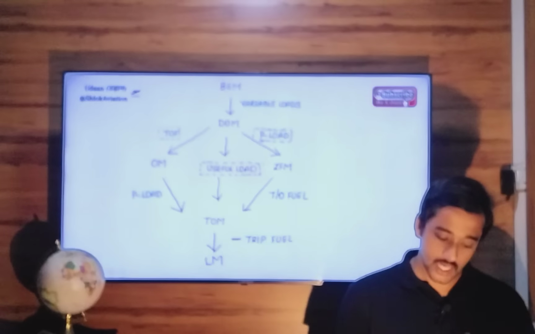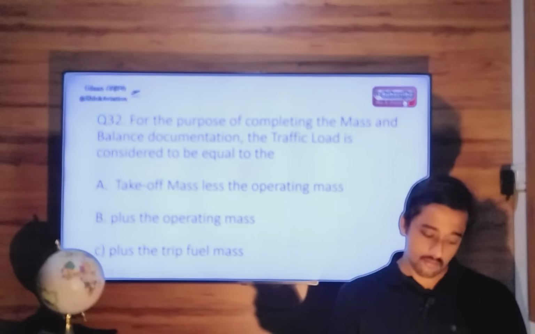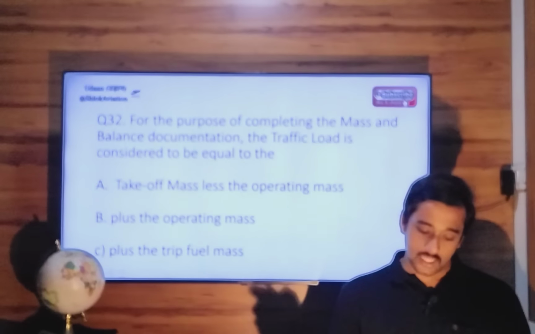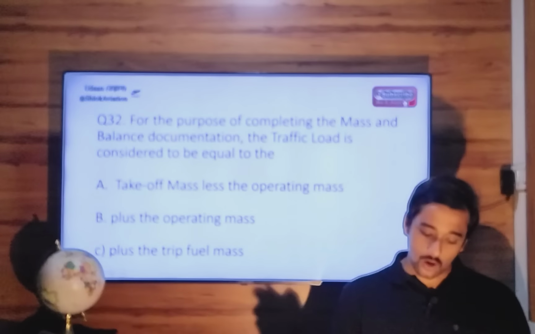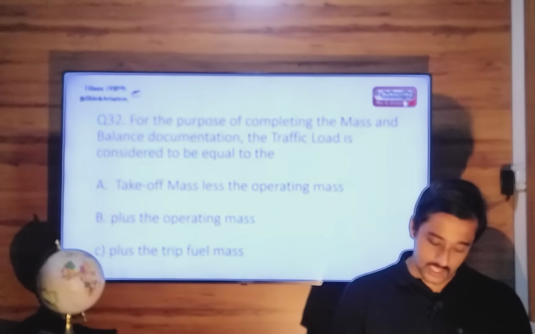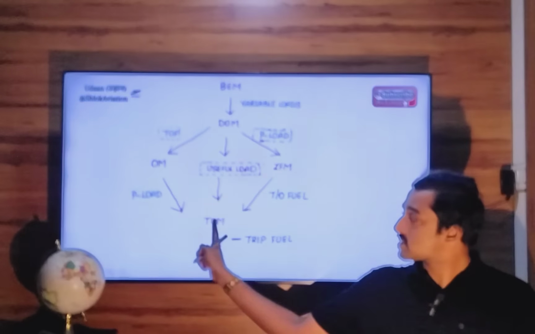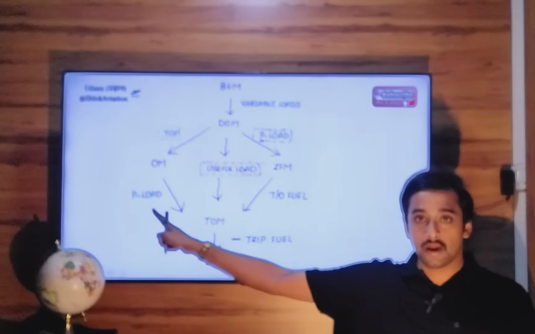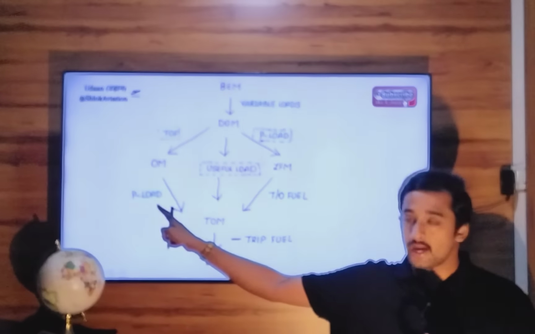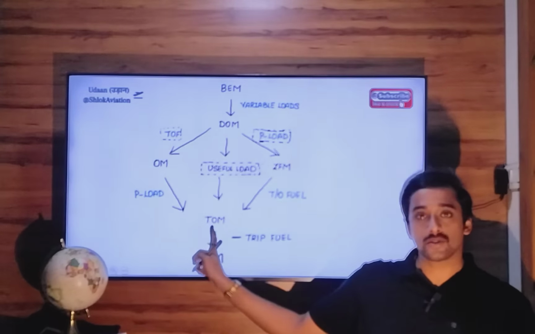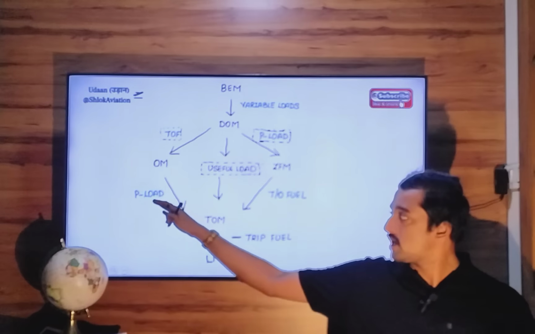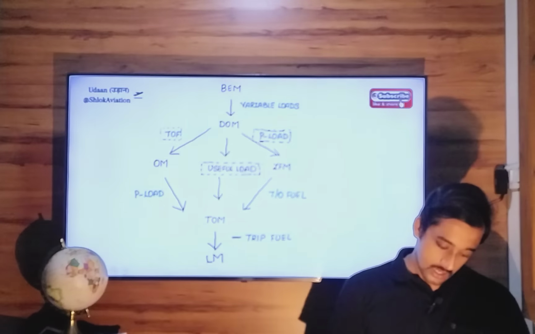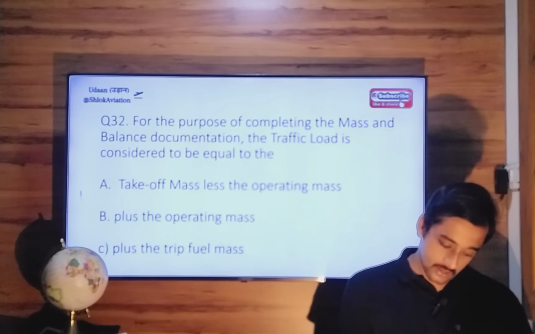Next, question number 32. For the purpose of completing mass and balance documents, traffic load is considered to be equal to what? Is it takeoff mass minus operating mass? So takeoff mass minus operating mass is payload. So that statement is right. Operating mass plus payload gives you takeoff mass. So when you subtract operating mass from takeoff mass, you remain with payload. So option A is okay.